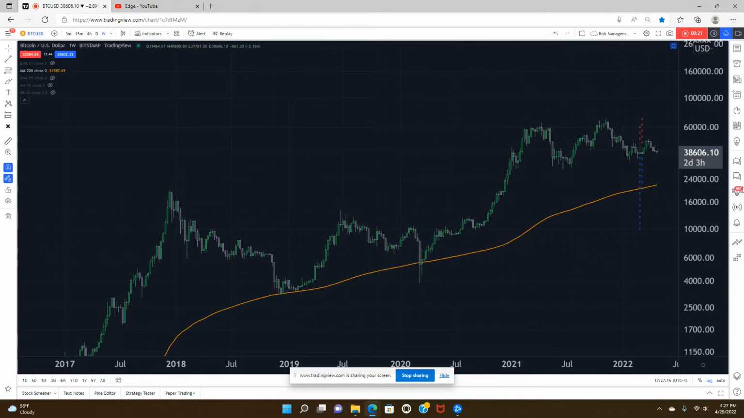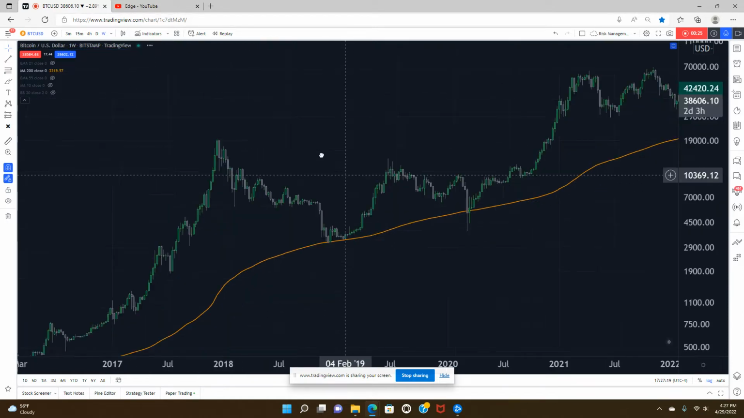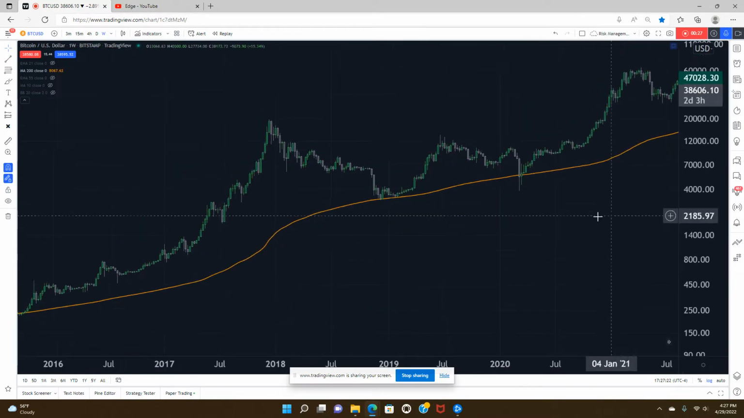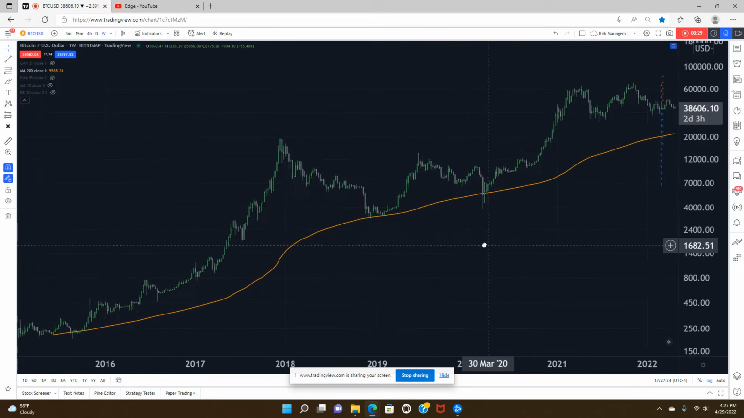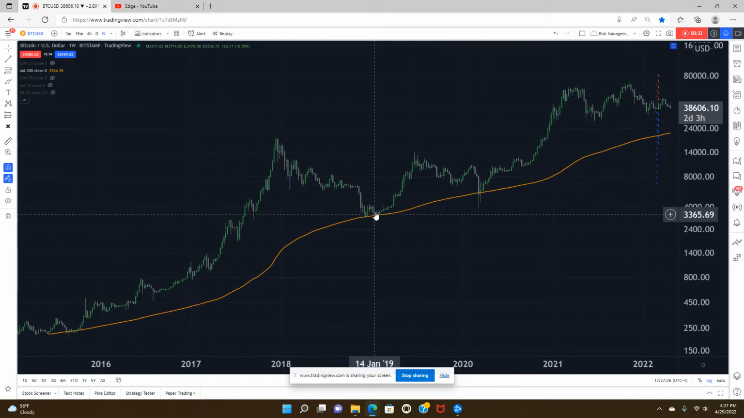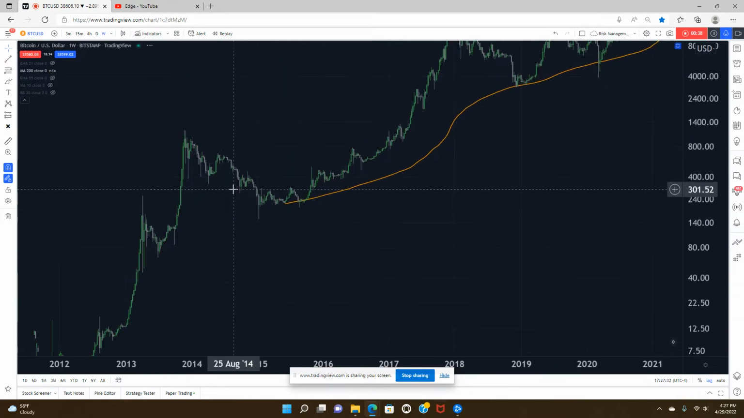I've got the 200 simple moving average, and you can see here, at a very obvious surface level, every time price tests the 200 moving average, it's a massive buying opportunity. So you see right here initially, it takes the 200 moving average a long time to populate. It starts populating there.